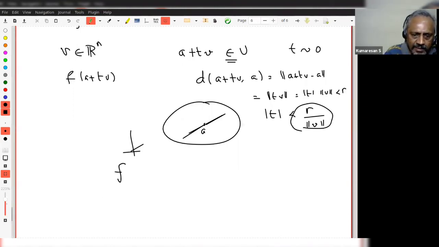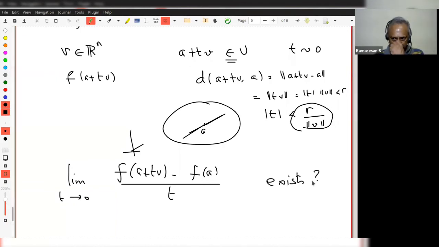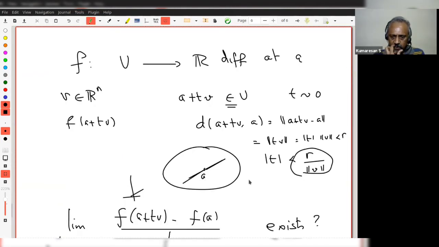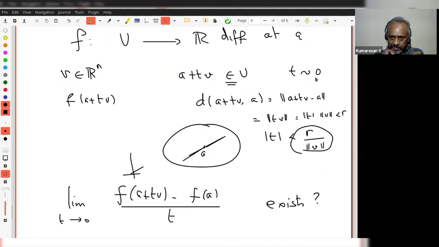So now let's look at f of a plus tv minus f of a. This is a real number. For the real number t, I want to know whether the limit as t goes to 0 of this exists. This is the question. So what is my assumption? f is a function from U to R. I assume it's differentiable at a. Then for t sufficiently near to 0, in an interval around 0, a plus tv lies in U. Therefore, f of a plus tv makes sense.